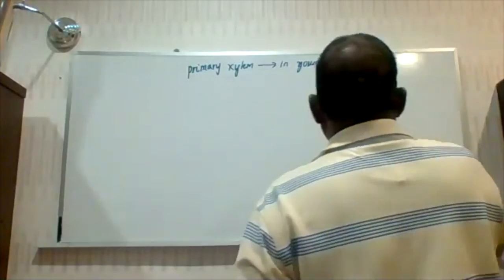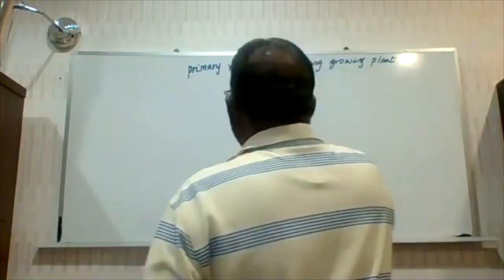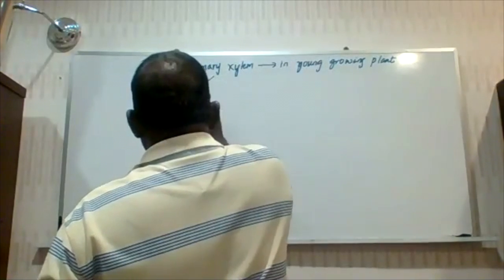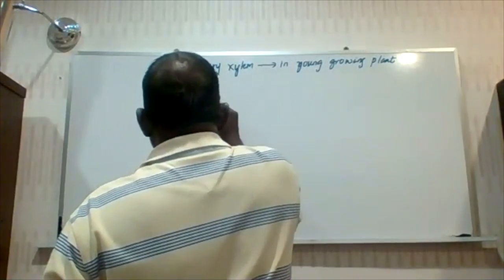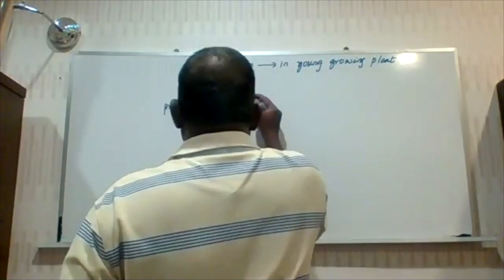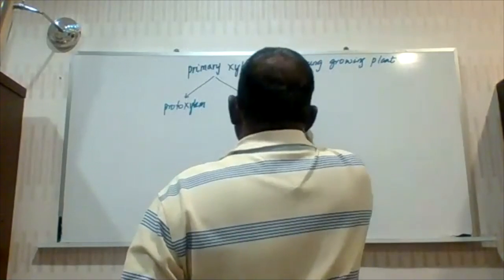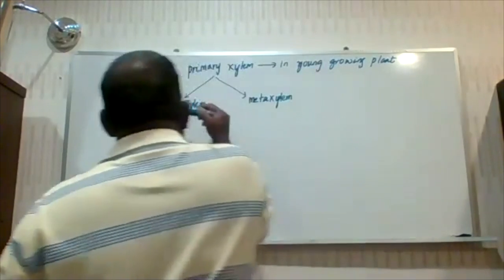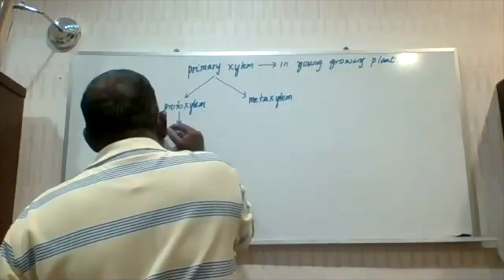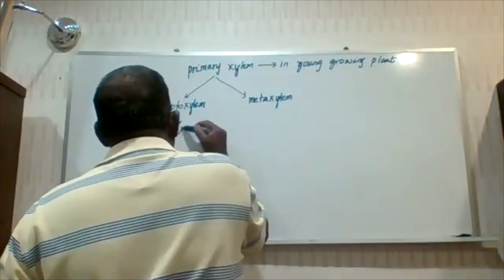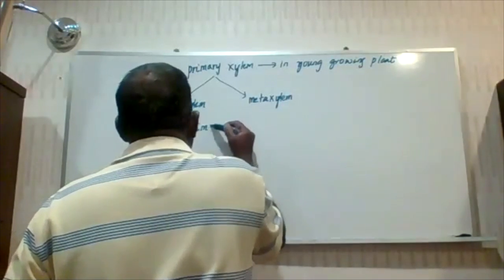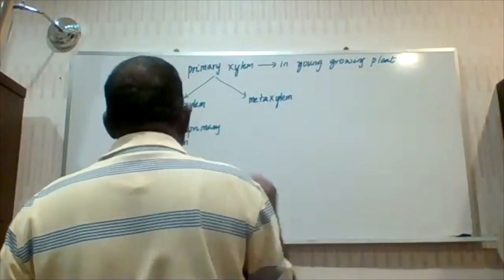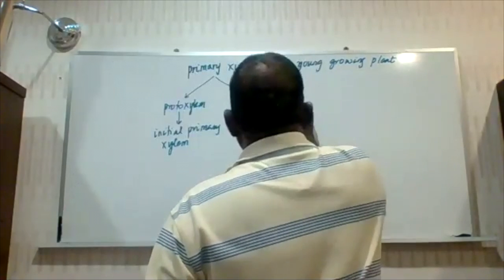So in young growing plant, you have the primary xylem. Primary xylem can be classified into protoxylem, all right? So you must know what a protoxylem is, and you have a metaxylem. Protoxylem and the metaxylem. So protoxylem is the initial primary xylem. Okay, initial primary xylem. This is metaxylem.